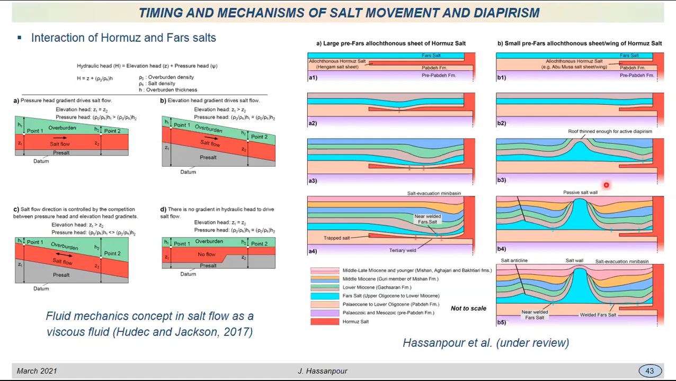And this increased rate of salt supply to the salt structure led this diapir to break through its roof by active diapirism and its evolution into a passive salt wall. But at the end, once the Fars Salt was welded out on both sides of this salt structure, it was buried by sediments and was only affected by Zagros contraction, leading to the arching of its roof.